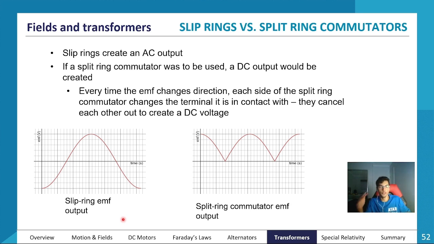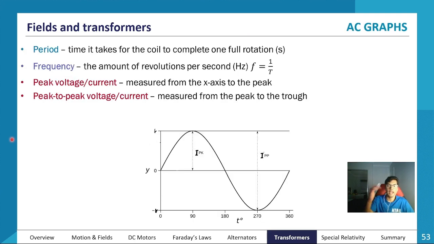The EMF produced will look like a sine graph, and you will have positive, negative, positive, negative, positive, negative. The thing is, if you were to hook up a light bulb to something like this graph, it wouldn't really work well, because it keeps jumping from positive to negative, positive to negative. And to overcome this, we want to find the average of the sine graph.